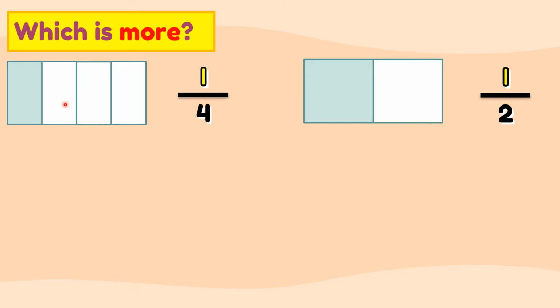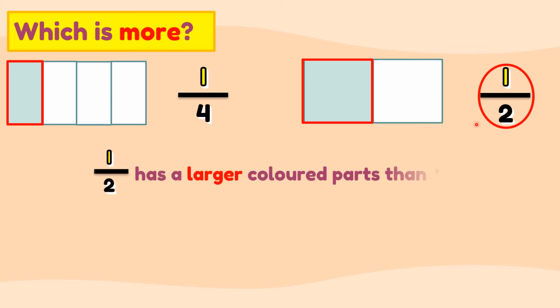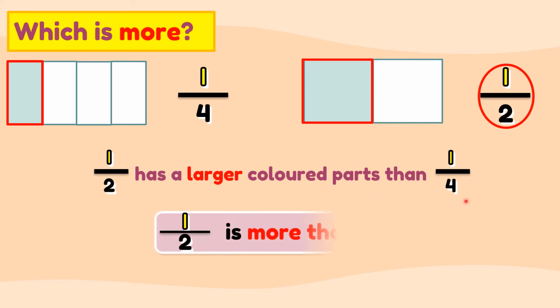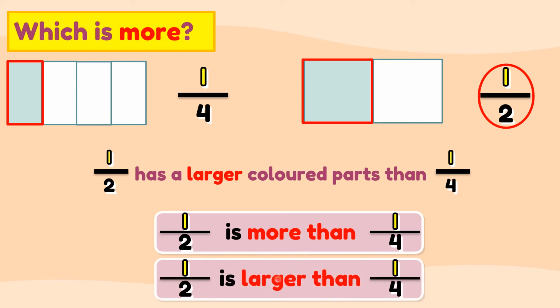Let's look at the colored parts. Which is larger colored parts? Yes, 1 over 2. 1 over 2 has a larger colored parts than 1 over 4. 1 over 2 is more than 1 over 4. Or we can say as 1 over 2 is larger than 1 over 4.